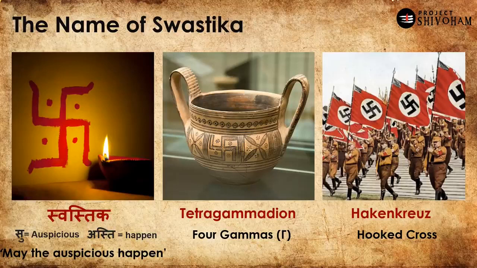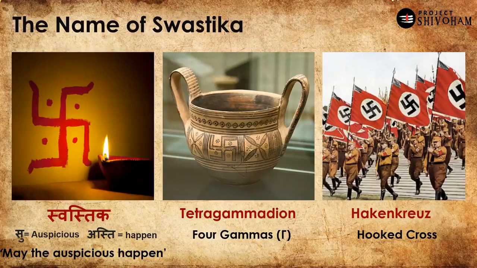Now if you see these two words, tetragrammaton and Hakenkreuz, both explain the physical properties of the symbol, right? The way we see and perceive, they are explaining the physical properties of the symbol, while the Sanskritam word swastika explains the ideological property of the symbol. Swastika does not explain anything about how physically the symbol is constructed. Rather, we chose to express the intention behind the symbol.